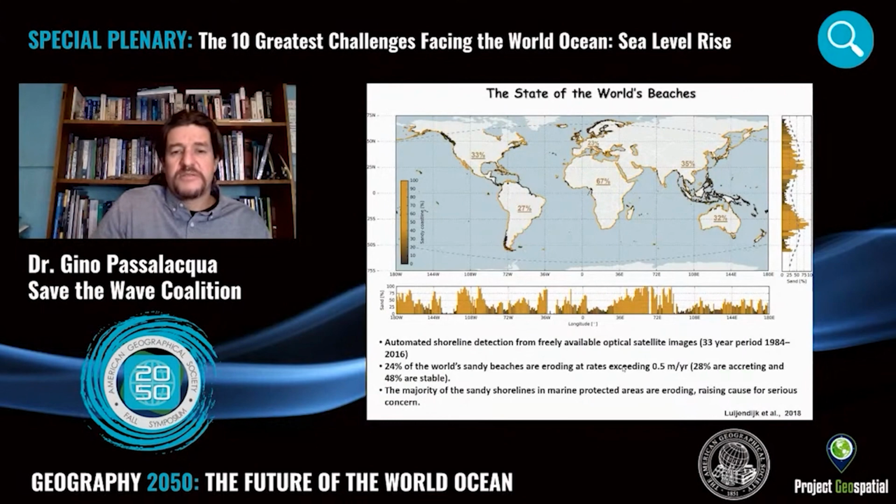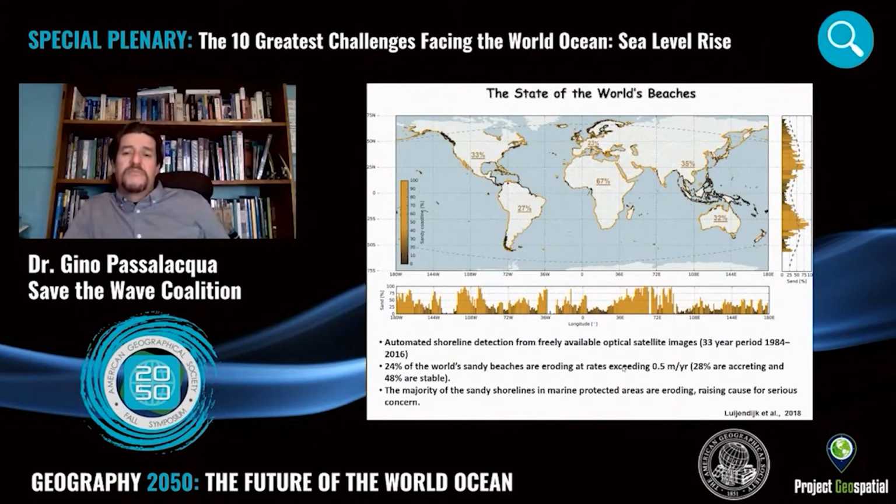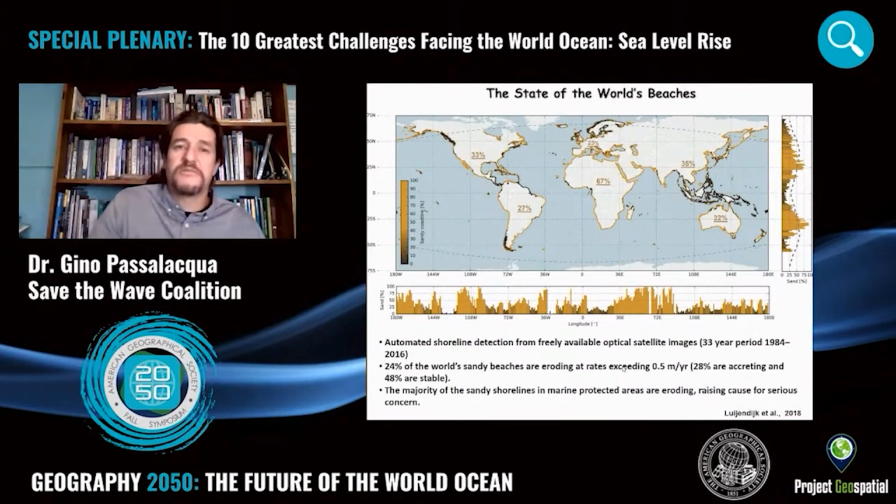24% of the world's sandy beaches are eroding at rates of 0.5 meter per year. This is a global average. There are some areas where the increase is even higher. And 28% are accreting, meaning gaining sand, and 48% are stable. The majority of the sandy shorelines in marine protected areas are eroding, so this is a high concern for coastal conservation.